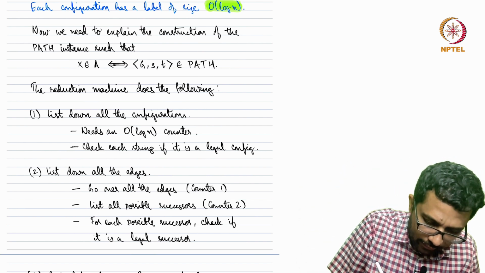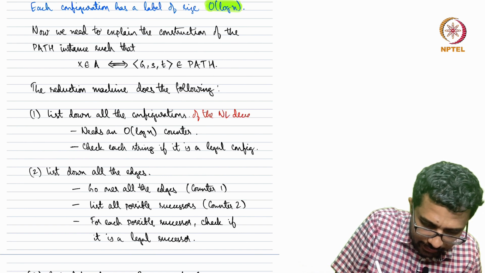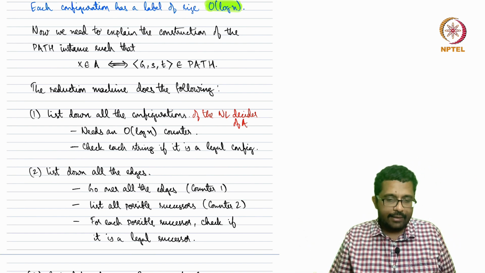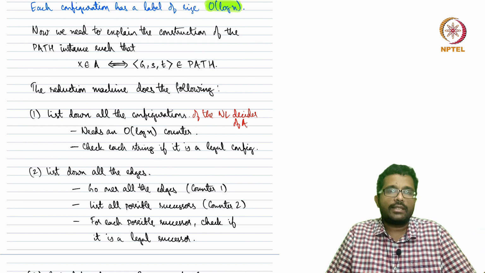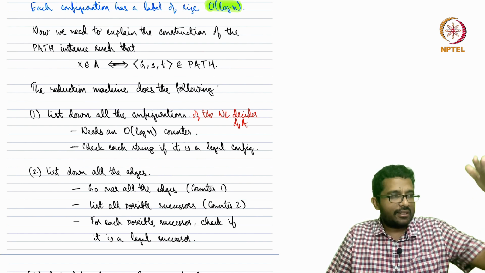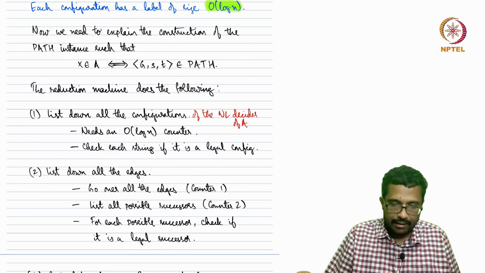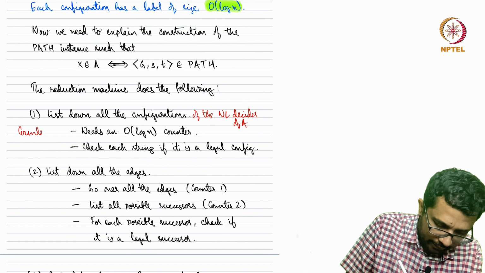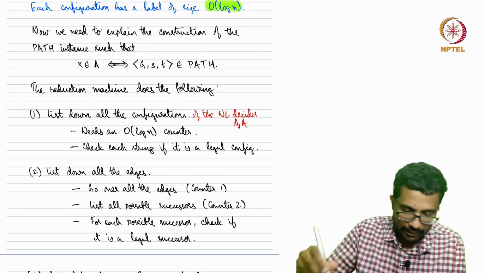List down all the configurations of the NL decider of A, right? So how does it do this, or how does it list them? We know the number of configurations is 2 to the power O(log n), so it just cycles through all the possible strings of length O(log n). This needs a counter of length O(log n). So maybe I'll call it counter 1, right? And I'm using that in the next place.